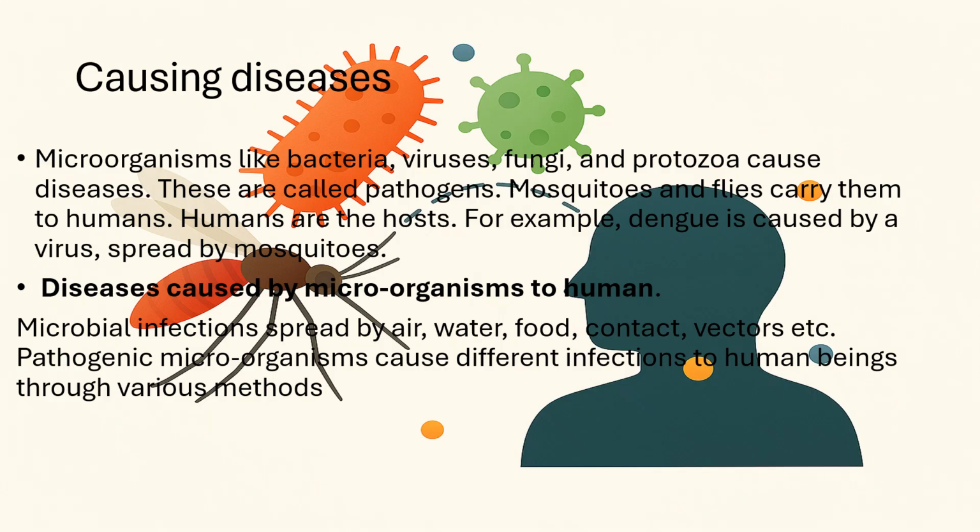Microorganisms like bacteria, viruses, fungi, and protozoa cause diseases. These are called pathogens. Mosquitoes and flies carry them to humans. Humans are the hosts. For example, dengue is caused by a virus spread by mosquitoes. Diseases caused by microorganisms to humans. Microbial infections spread by air, water, food, contact, vectors, etc. Pathogenic microorganisms cause different infections to humans through various methods.